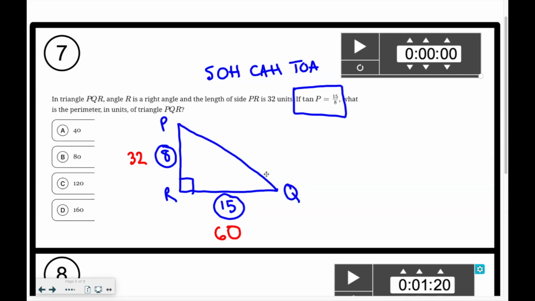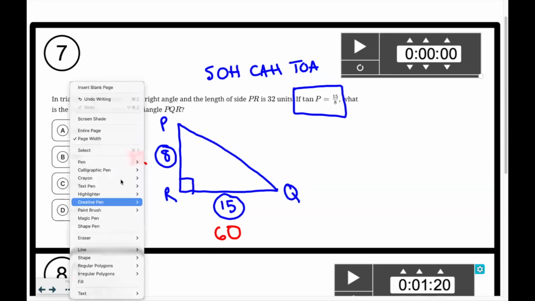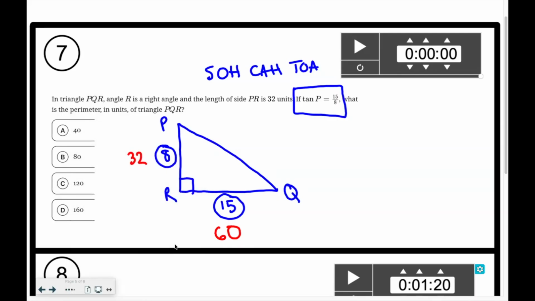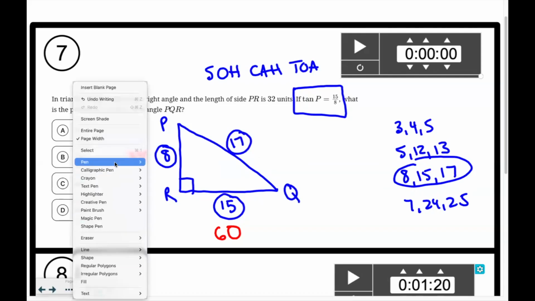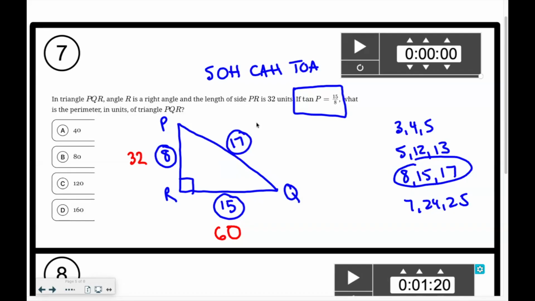This is where you can either use the Pythagorean theorem, or if you know Pythagorean triples, I'll write down the four most common. There's 3, 4, 5 and 5, 12, 13. Then there are two that are kind of lesser known: 8, 15, 17, and 7, 24, 25. So 8, 15, 17 means this one is 17. But again, it has been multiplied by 4. So that's 68.